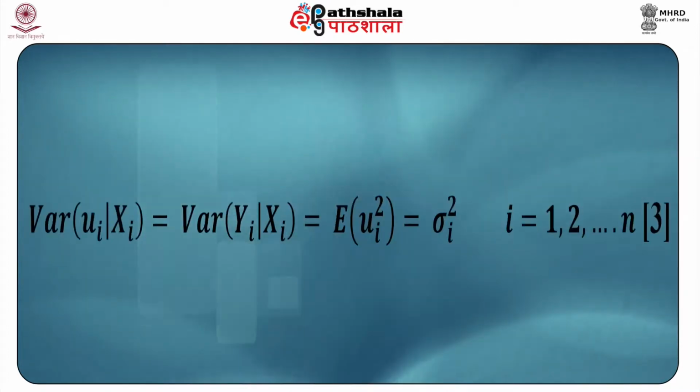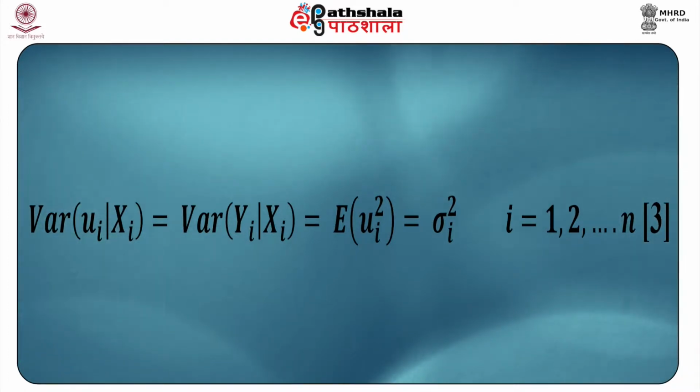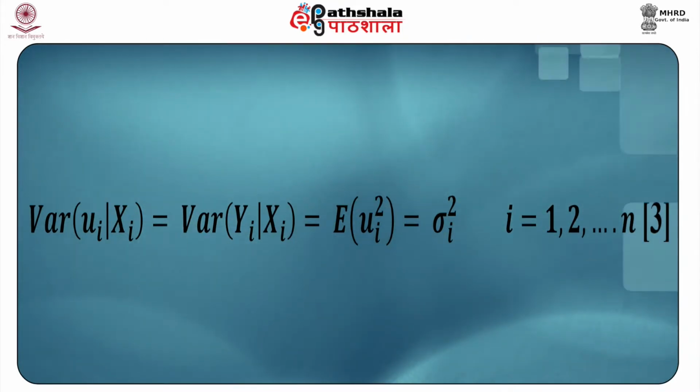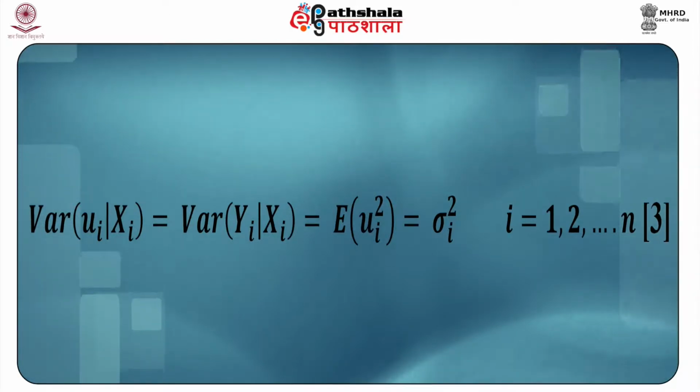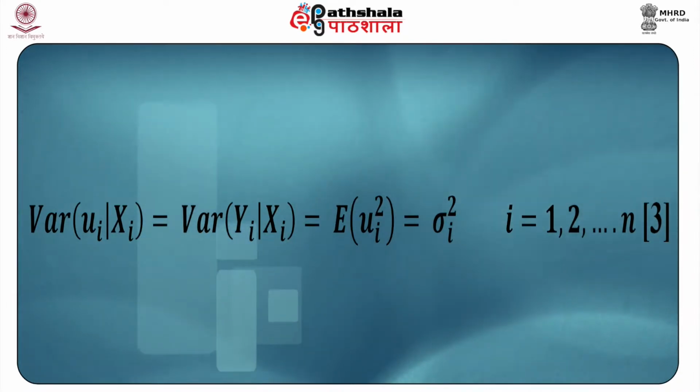The violation of this assumption is known as heteroscedasticity. It is basically a phenomenon where the stochastic random disturbances exhibit a non-constant conditional variance. Symbolically, heteroscedasticity implies that variance of mu i given xi is equal to variance of yi given xi and is equal to expected value of mu i square is equal to sigma i square, where i is again equal to 1 to n. This is our equation 3.